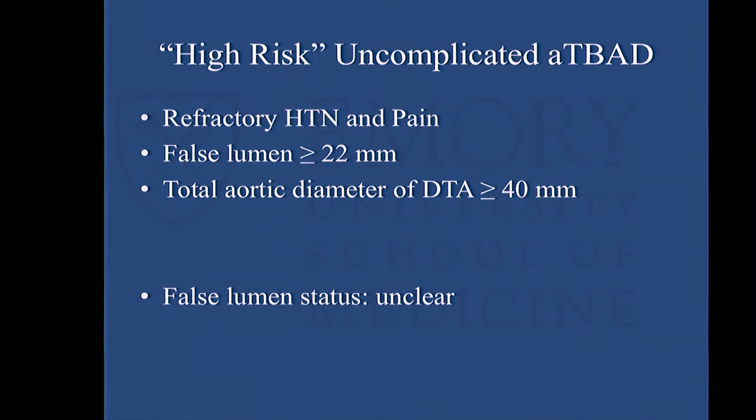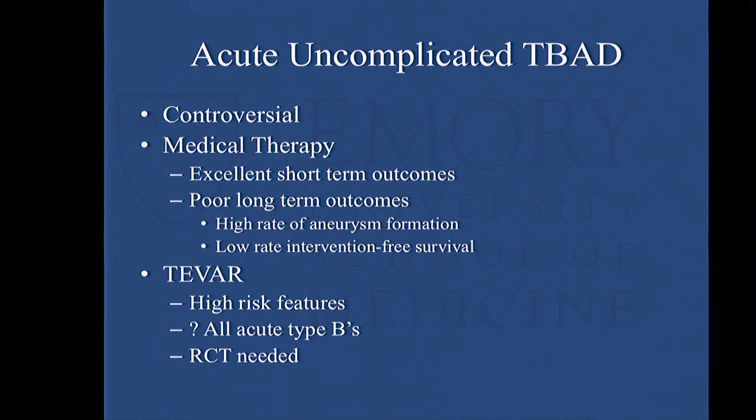There are supposedly proposals in the works for a prospective randomized trial, but it will be very difficult to conduct, mainly because people are already biased into stenting these people. A lot of people will argue there's really no such thing as an uncomplicated type B. So, in summary, we know that stenting the complicated Bs is optimal therapy. For acute uncomplicated type Bs, it's very controversial. As I have pointed out, medical therapy provides excellent short-term outcomes, but poor long-term outcomes, mainly because a significant proportion of patients form aneurysms in the false lumen, and the overall rate of intervention-free survival is low.